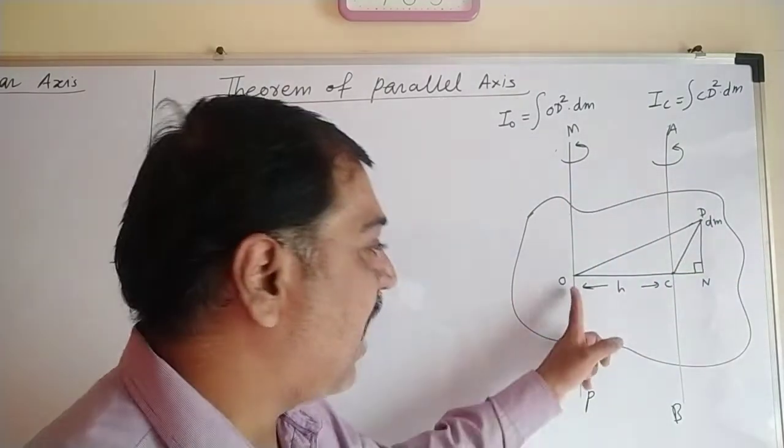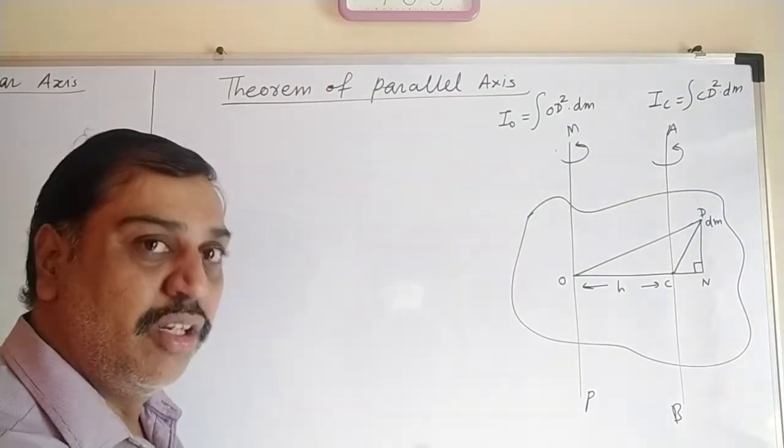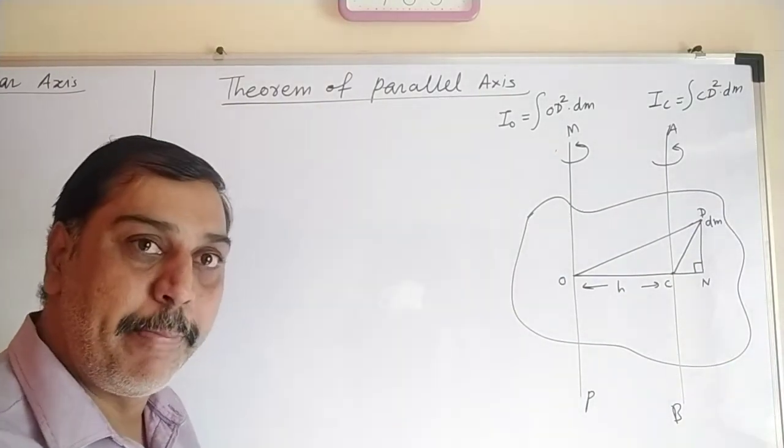Now here in this triangle ODN, we have to derive some equations, that is, to prove this theorem of parallel axis.